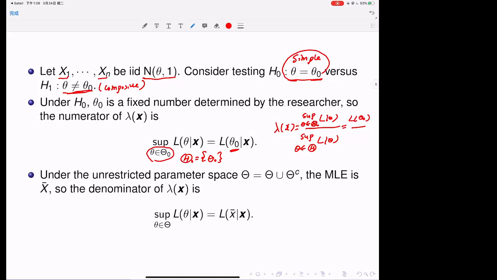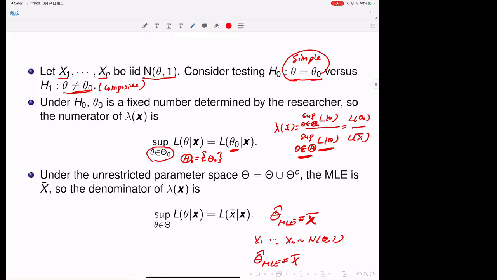Then your denominator, right? Finding the maximizer of theta is nothing but x bar. That means you do need to practice how to find L(theta) is x bar. I'm not going to do everything for you right here, but based on x1 to xn is normal(theta, 1), you do need to show that. You do need to know how to show the MLE is x bar.